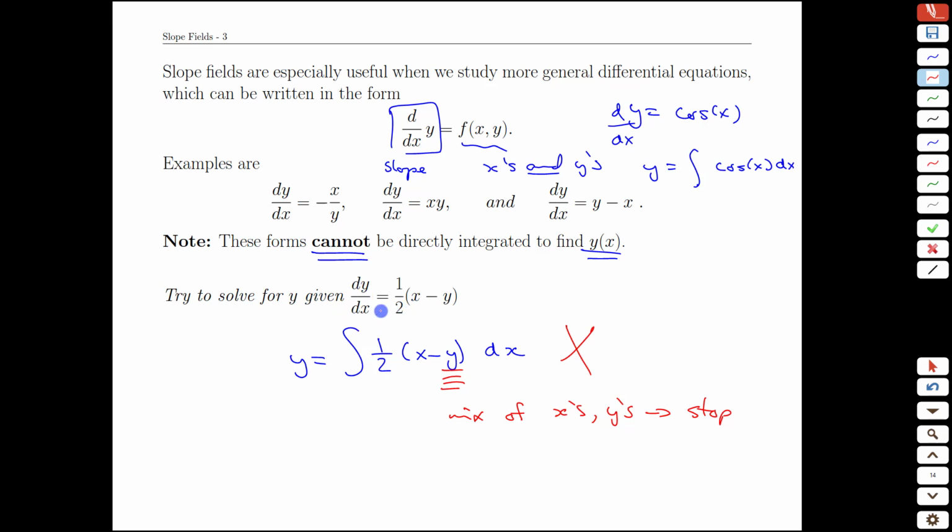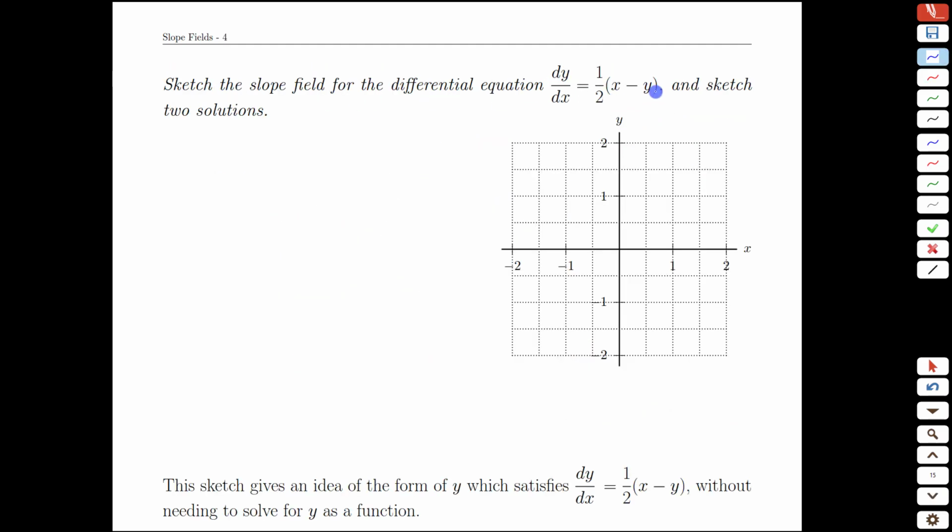However, we still have a differential equation. Someone says that there's a function y that somehow its slopes are being defined by this formula. What else can we do? We can go to our slope fields and see if we can get a graphical perspective on this. So let's sketch that slope field for the scenario. Notice in this one, we actually have to include x and y. If someone tells us x and y, then we can find the slope.